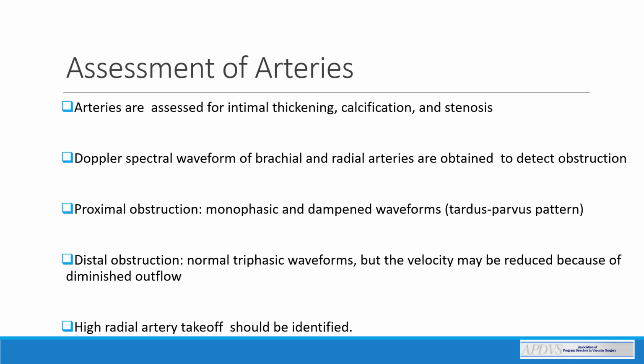High radial artery takeoff from the brachial or axillary artery is a common anatomic variant and should be identified on duplex evaluation. Hemodialysis access surgeons are reluctant to place a forearm graft or upper arm graft in patients with high radial takeoff because the chances of arterial steal are increased.